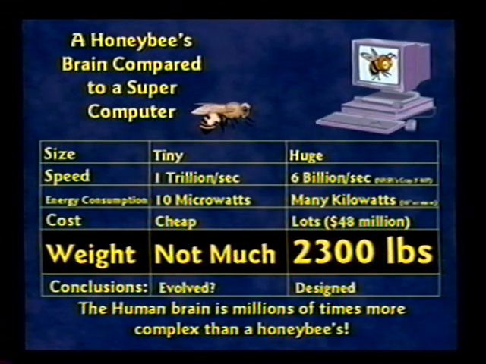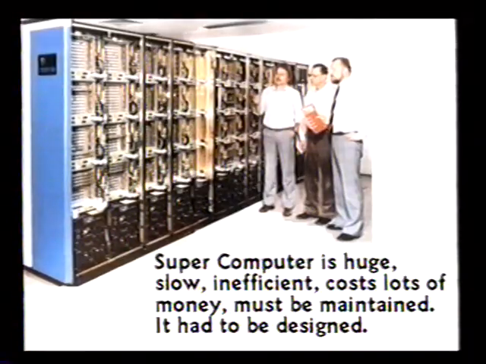Let's see, what conclusions can we draw here? The supercomputer is huge, it is slow, it is inefficient, it costs lots of money, it must be maintained, it had to be designed. There isn't anybody with half a brain who would tell you that the Cray came from an explosion in an electronics factory. Right? And yet they turn right around and say the human brain evolved.